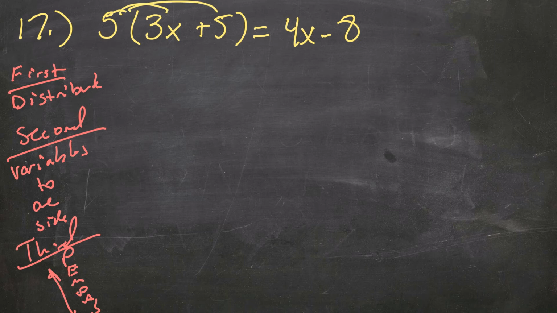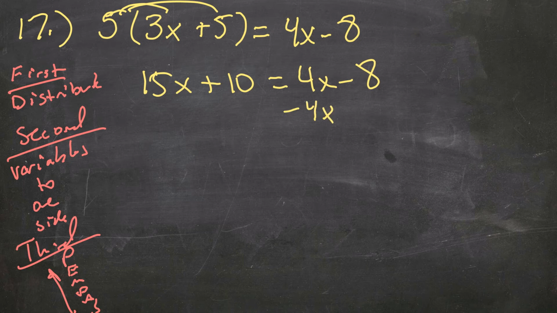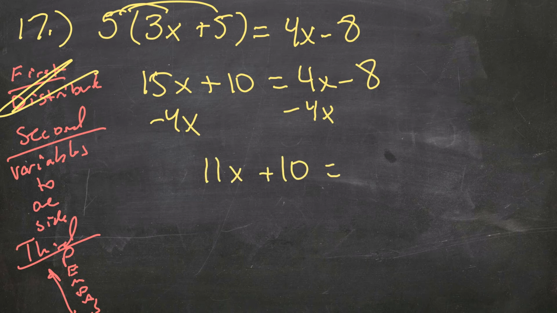So the first thing to do, 5 is the pizza delivery guy. He drops off pizza at 3x's house and 5's house. So I get 15x plus 10 equals 4x minus 8. Subtract 4x from both sides because step 1's done. Now I'm doing step 2. And 4x is smaller than 15x. I get 11x plus 10 equals negative 8. Look, I moved all the variables to one side. Now I just do PEMDAS backwards.